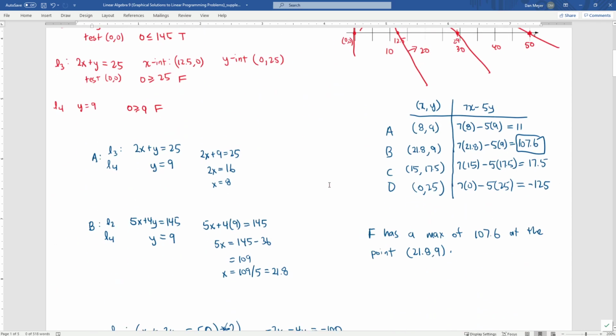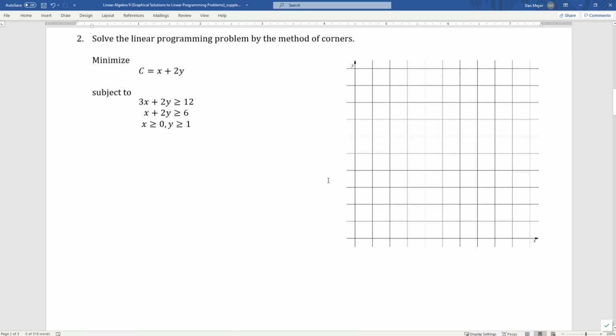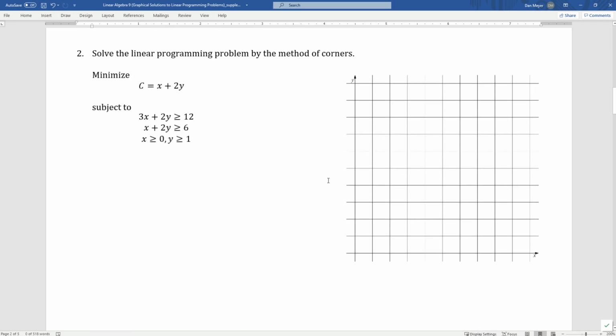Let's move on to problem 2. Solve the linear programming problem by the method of corners. So we're going to do the same kind of stuff. Luckily here we've only got a couple of lines. I should switch back to the red.